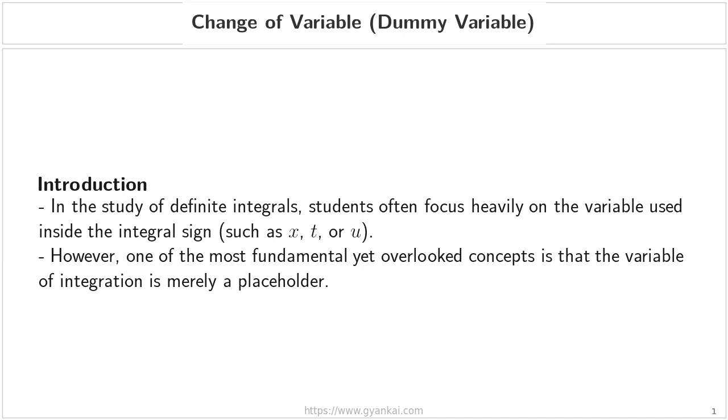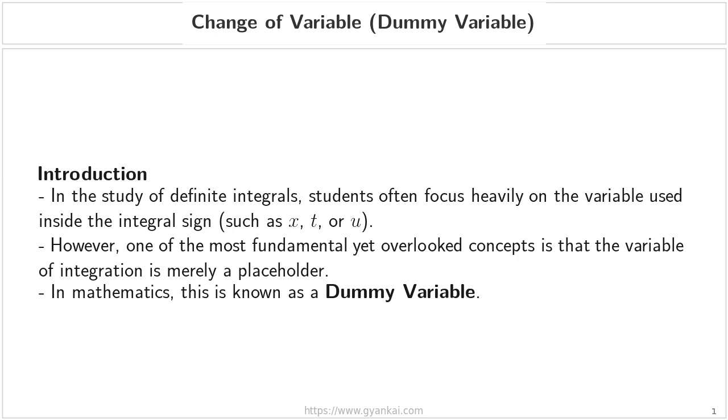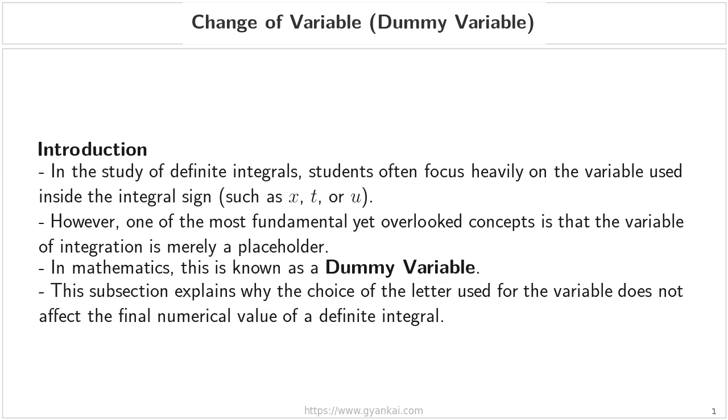The variable inside the integral, like x, t, or u, is actually just a placeholder. Think of it like an empty box. It holds a value as we calculate the area under the curve, but the name of the box doesn't change the amount inside. In mathematical terms, we call this placeholder a dummy variable. It's a bit of a quirky name, but it's accurate. What we'll explore in this section is why the specific letter we choose for this variable doesn't actually change the final numerical answer we get when we evaluate a definite integral.